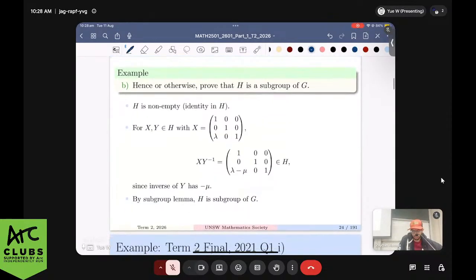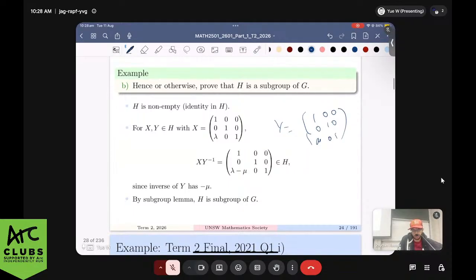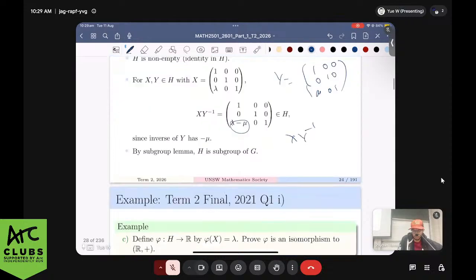So then if you do that, if you say Y is 1, 0, 0, 0, 1, 0, mu, 0, 1, then XY inverse, you can calculate it, it would be this. And this is also in H because it's still of that same form. It's just all of this and you have some entry here. So this proves that it's closed under XY inverse, which is the same as showing closure under XY and closure under Y inverse. That was one of the properties we went through before.